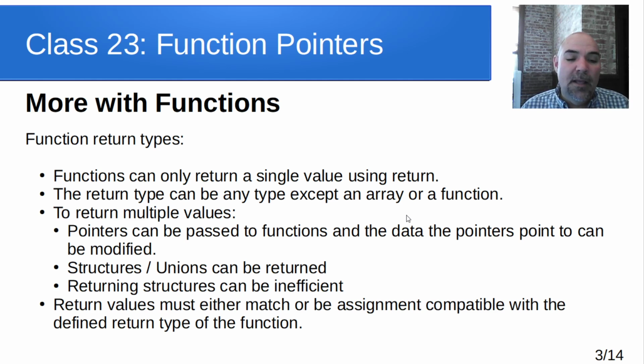Now, return values that we say inside of a function where we return something have to match or be assignment compatible with the defined return type of a function. So every function in C has a defined return type. It might be void, saying it's not going to return anything, but it could also be an integer or a float or a structure or a pointer to some kind of type. But whatever we return has to either match exactly or be what's called assignment compatible with the return type. Let's look at an example of that.